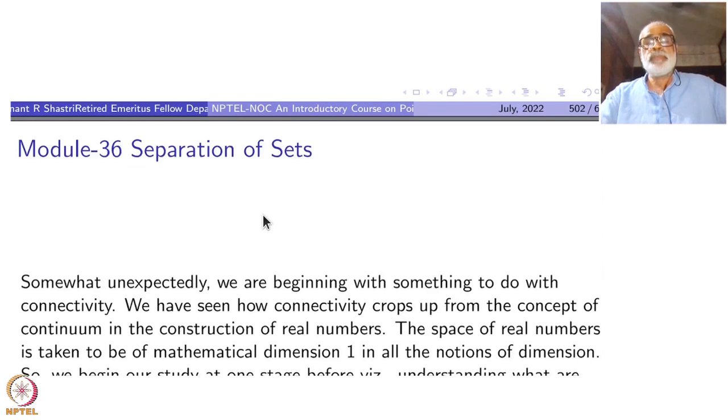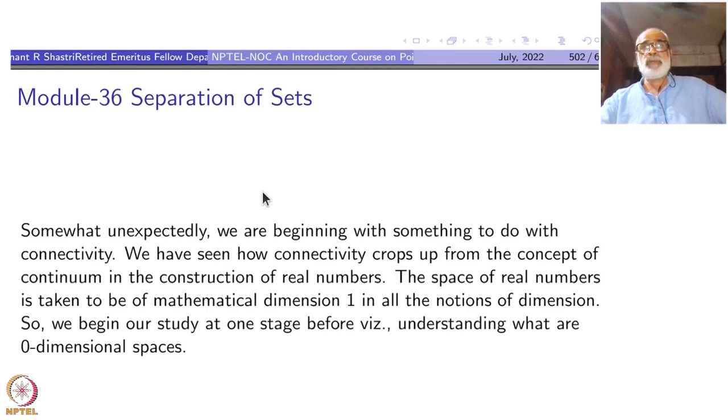So module 36, the title is Separation of Sets. It has something to do with the separation axioms that we have studied so thoroughly, and it has something to do with connectivity. But this has nothing to do with the separability of a metric space, or the separability of a space as such. There are too many different ways the word separation and its modifications are used, so you have to be a bit careful here.